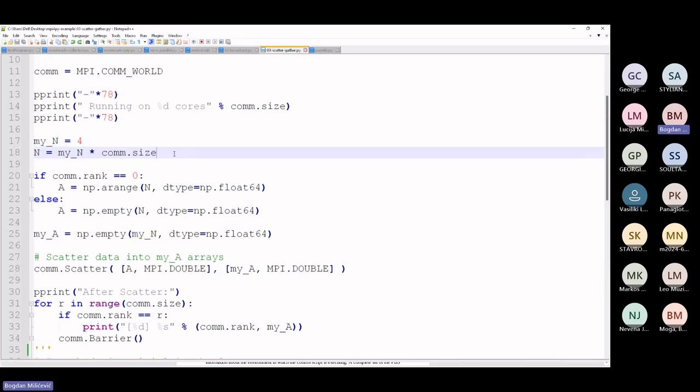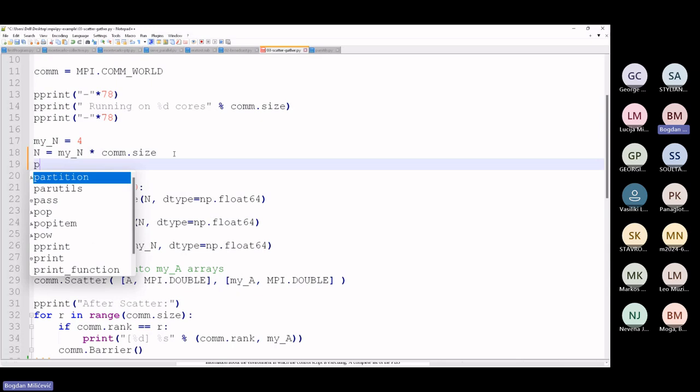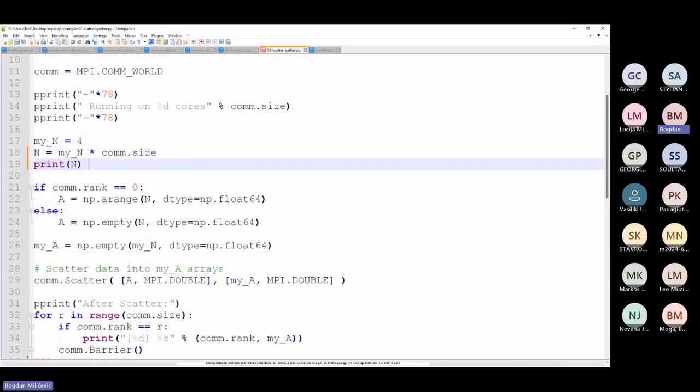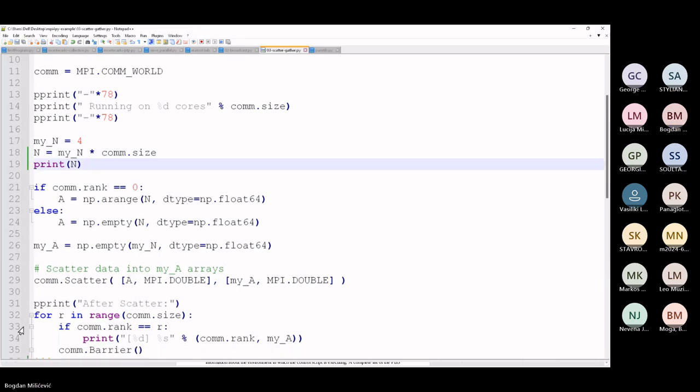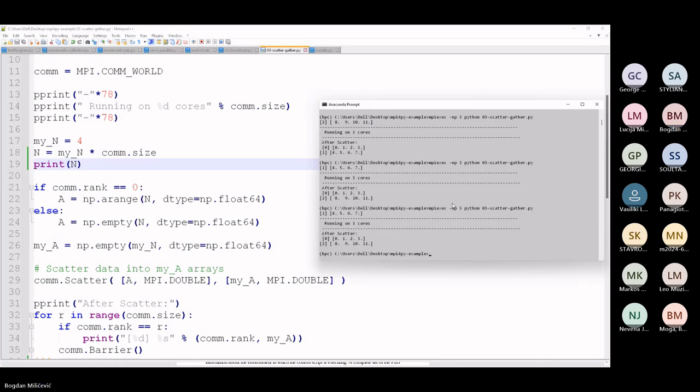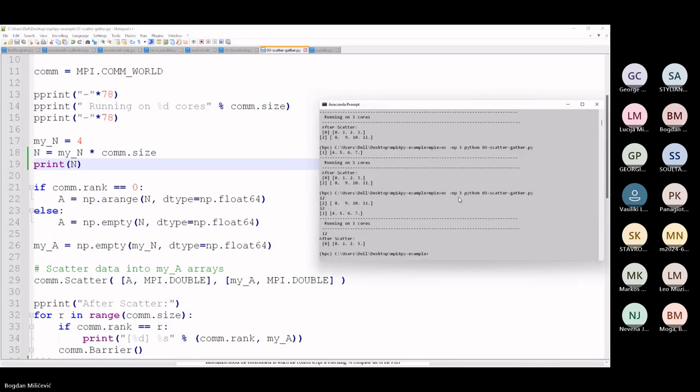Let's print also this n. Let's debug this. So yeah, let's print n. And then let's see that first. So this n is of course 12 because we're running 3 processes. We have 4 here, 4 times 3 is 12. So we have 12 printed 3 times because all of the 3 processes printed this number.